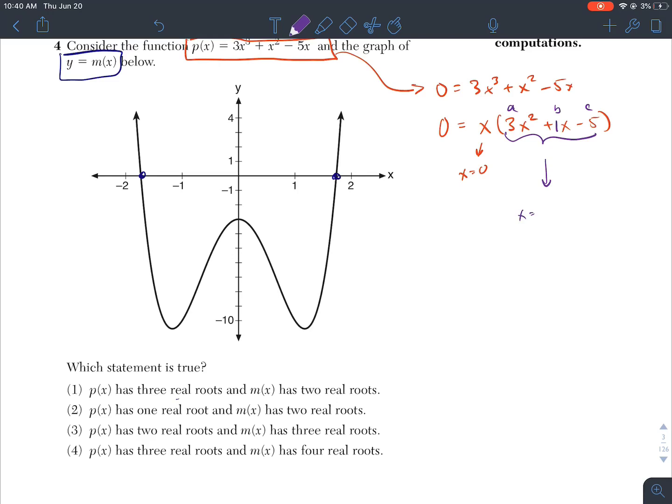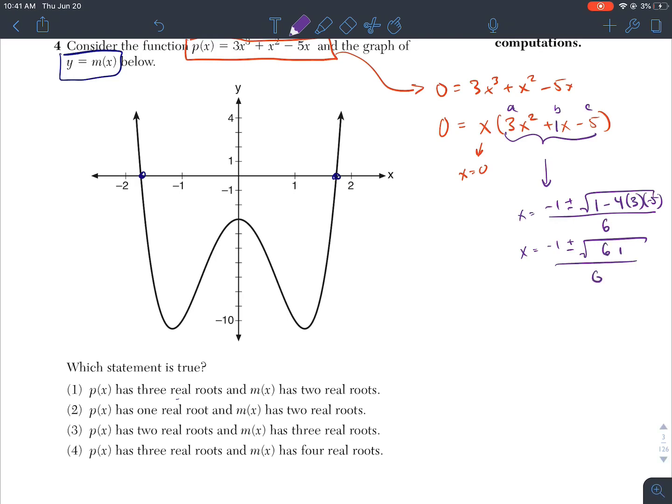So we get x is equal to negative 1 plus or minus the square root of b squared minus 4 times a times c, all divided by 2a, which is 6. So x is equal to negative 1 plus or minus the square root of, this is 61 over 6, I believe.